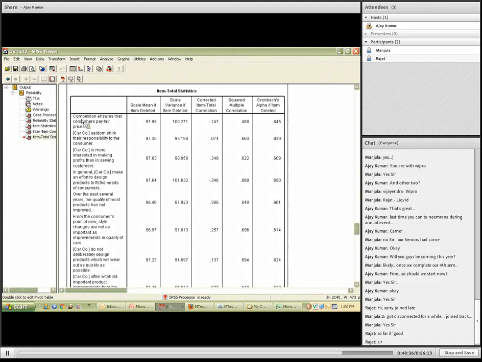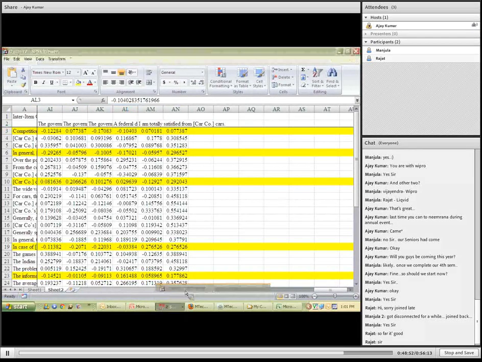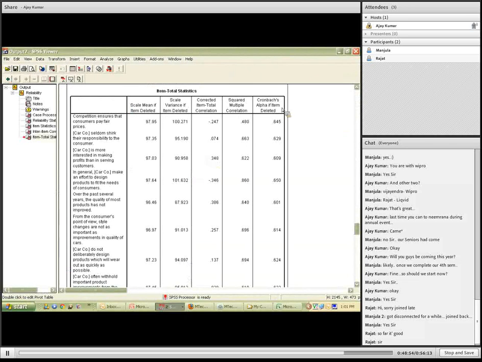There is this statement, have a look at the cursor: competition ensures that consumers pay fair prices. If we go back to Excel, we have highlighted it in yellow, so that means this statement is creating problems. Let us recheck it by the item to total table. This is Cronbach's alpha if item deleted. What it tells you is that if this question number 1 is not made a part of our questionnaire, then Cronbach alpha would be 0.645. That is an important thing.